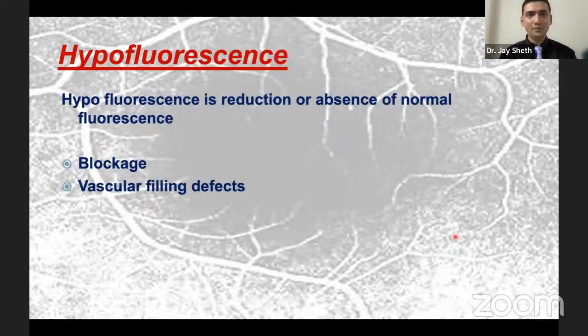So next we come to the causes of hypofluorescence. Hypofluorescence is basically a reduction or an absence of a normal fluorescence that is happening. There are two primary reasons why this can happen. It can be either because of blockage that is happening or because of vascular filling defect. That is, the blood circulation is not happening in that particular location.